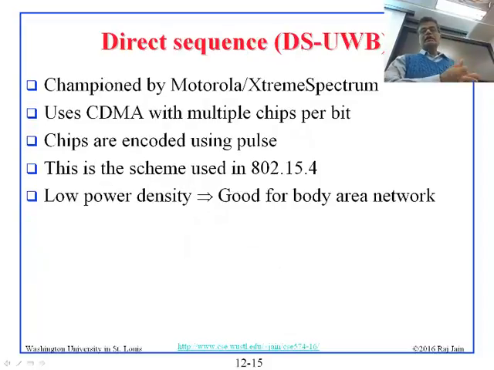And there were two groups. One was saying that we should use direct sequence. You know what that means? They take your bits and then you convert them using a code into chips, and then you put that into the coding, basically into the pulses. So this is using CDMA. And so they felt that it was good for the body area network. So if you have something in the body or around the body, you can use this one.